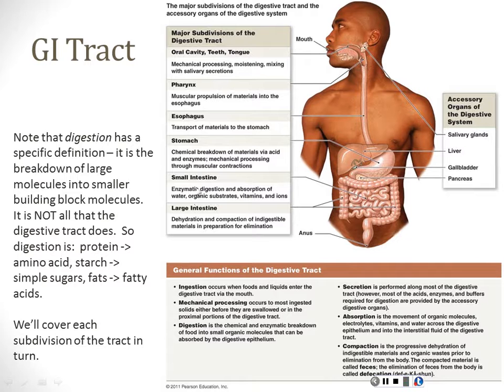So just some examples. All right, so we started here at the top. The big subdivisions of the digestive tract: what we find in the head is the oral cavity, the teeth, and the tongue. All right, so we're going to look at those first. Then the pharynx, which is pretty much in the neck. That's going to come down here. We talked about it a little bit in the respiratory tract.